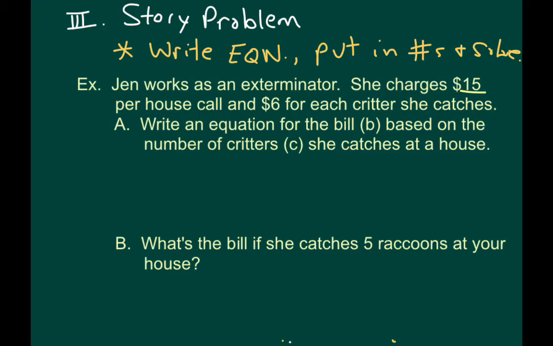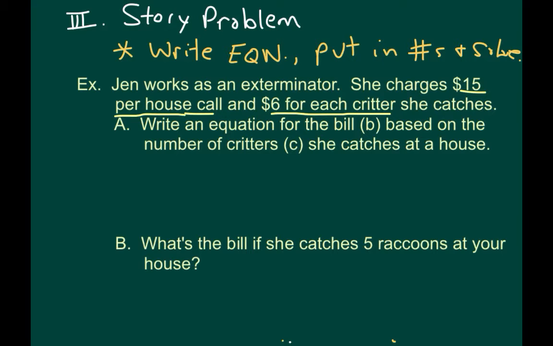So sometimes I'll go through and kind of underline stuff on a test or quiz at least. So $15 per house call, that's going to be part of my problem. And $6 for each critter she catches. Write an equation for the bill based on the number of critters she catches at a house. So most of our equations are going to be like x equals something or y equals something. Here we have different letters, but we are going to have a single variable equals something.